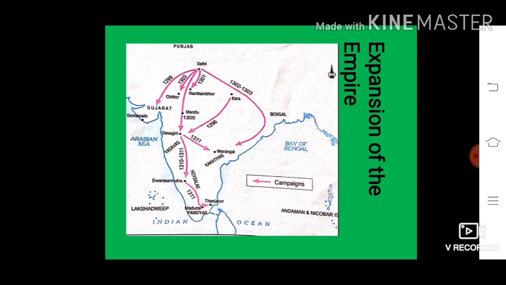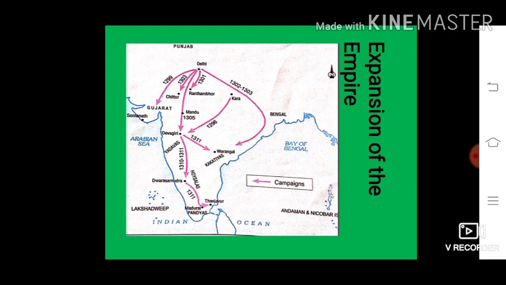Then he defeated the Kakatiyas and captured Warangal. One more thing is said: after defeating the Yadavas and others, Alauddin Khilji did not bring all these territories under his control. Instead, he made all these rulers accept him as their overlord, and they had to pay a huge amount as a tribute.